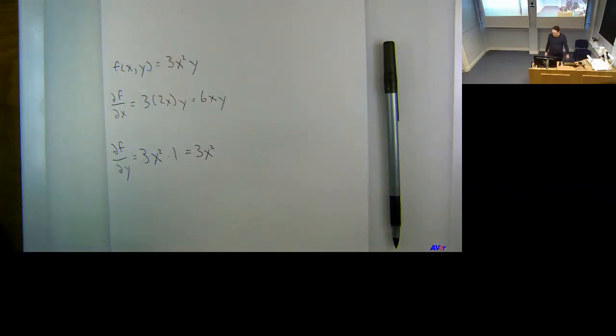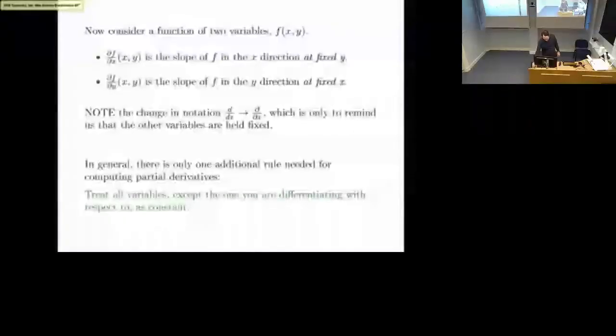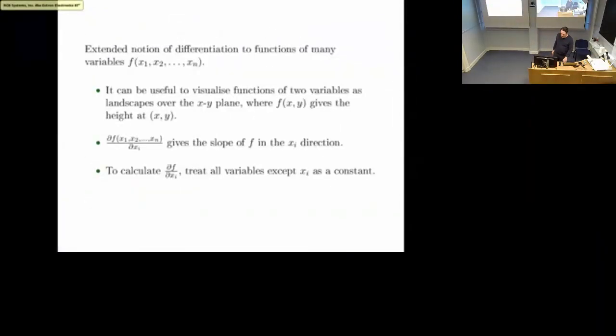That pretty much concludes the lesson for today. I just want to recap what we've gone over. We've extended the notion of differentiation to functions of many variables. And we've done this by starting out considering just functions of two variables, x and y, because it's easy to visualize functions in this way as some sort of landscape where the quantity f of x and y gives the height at the point x, y.